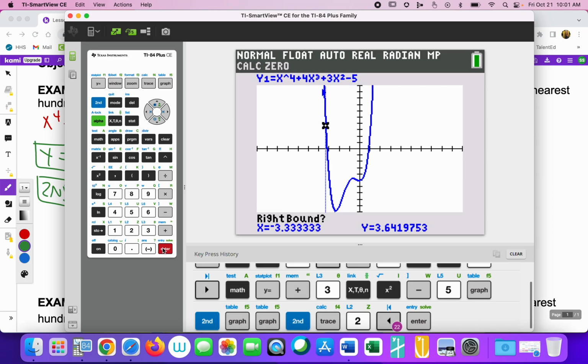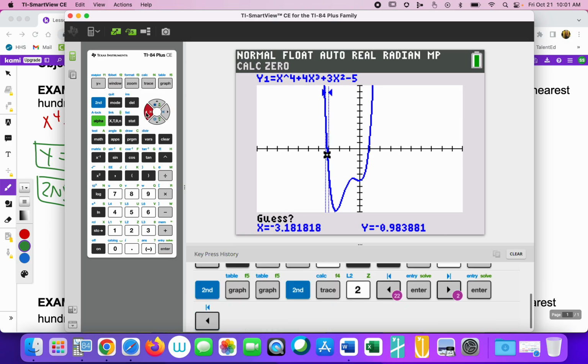Then right boundary, you are setting up where it is. So you need to go to the right of it. It doesn't have to be very far. Hit enter, and then guess is get your cursor as close as possible. Some calculators, it's going to let you get closer than others. It doesn't have to be right on top of it, though.